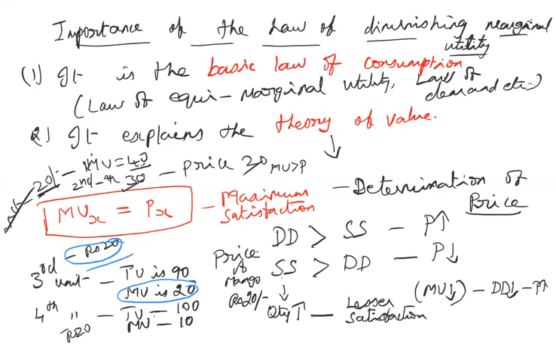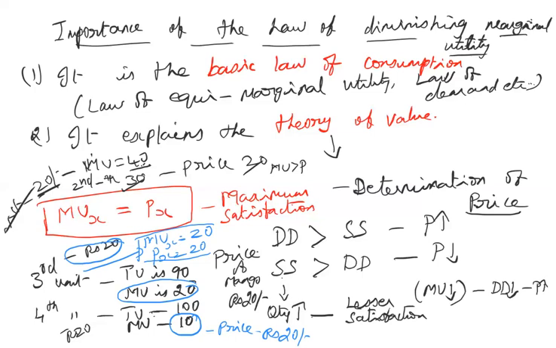When he is consuming the third unit, the marginal utility of X is equal to 20. The price of X is also equal to 20. He has to stop at this point because when he consumes the fourth unit, his marginal utility is only 10. But still, he has to pay the price of rupees 20. That means his sacrifice happens to be more than the satisfaction. So no consumer will be willing to do that.